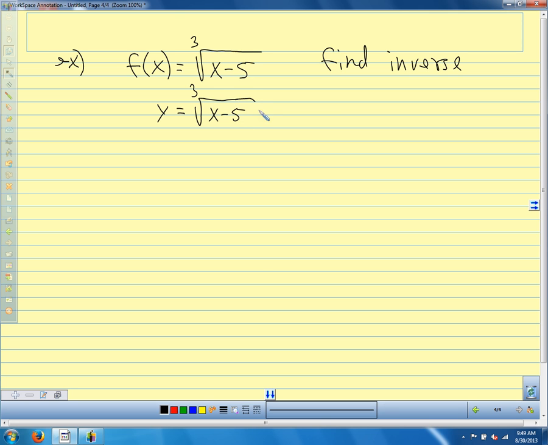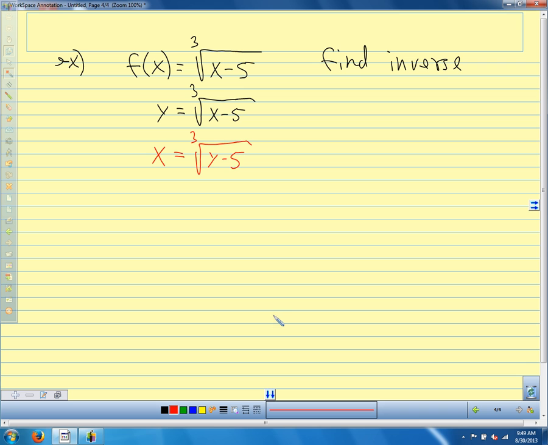Instead of using function notation, now I'm going to switch the x's and y's. Everywhere I see an x, I'm going to put a y. Everywhere I see a y, I'm going to put an x. I'm going to do that part in red. x equals the cube root of y minus 5.